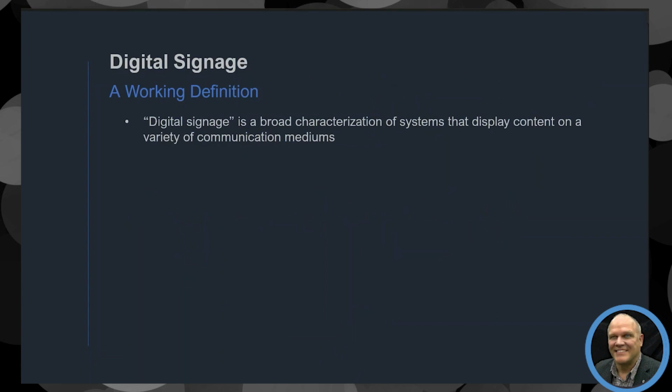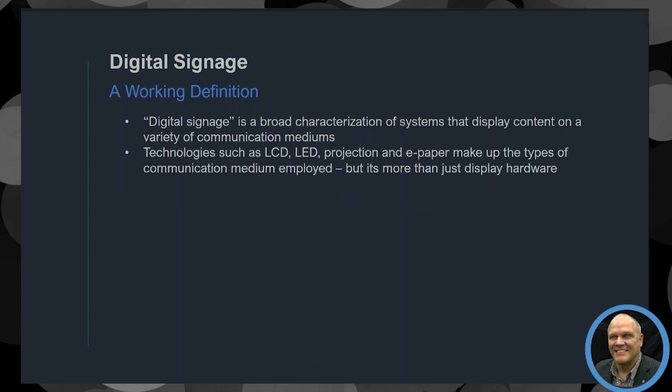By way of a working definition, digital signage is a broad characterization of systems that display content on a variety of communication mediums. And I realize that's pretty wide, pretty vague. And so we'll back that up with some more aspects that help define exactly what we mean when we say digital signage. So technologies such as LCD, LED, projection, and even e-paper make up different types of communication mediums employed, but digital signage really is more than just the hardware or just the display.